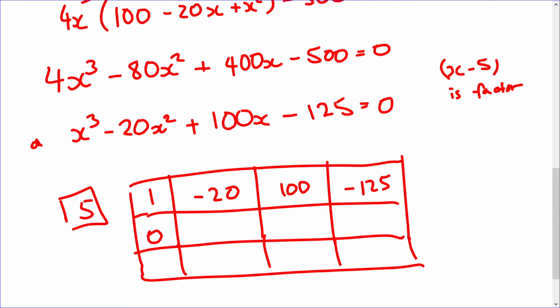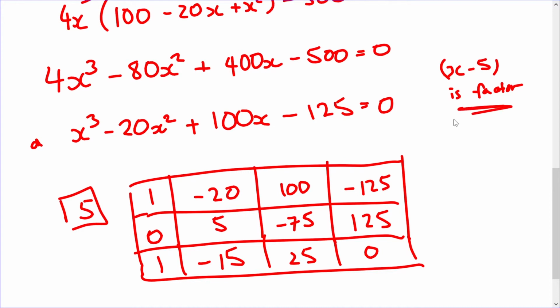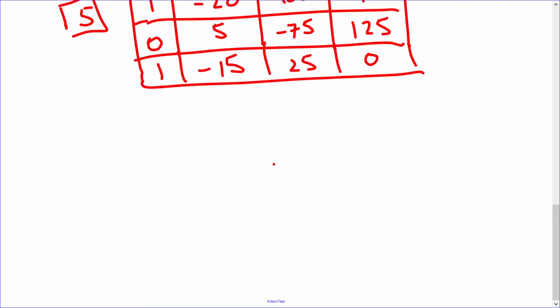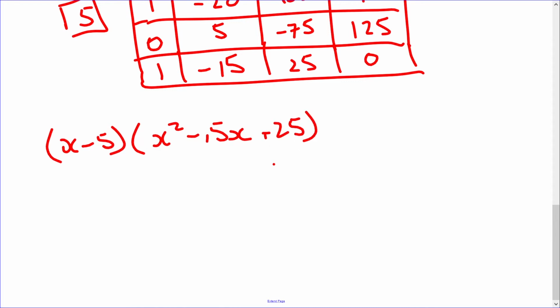So using the synthetic or box method, 1 plus 0 gives me 1, 5 times 1 is 5, negative 20 plus 5 gives me negative 15, 5 times negative 15 will give me negative 75, which will give me positive 25 here, and 5 times 25 gives me 125, with no remainder, which we were expecting because we know x minus 5 was a factor. So using these new values, these are the coefficients of my quadratic term. I can say that x minus 5 multiplied by x squared minus 15x plus 25 is equal to 0, and now I have to solve for x.